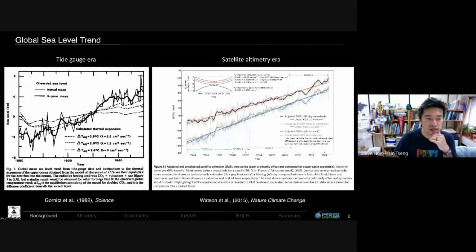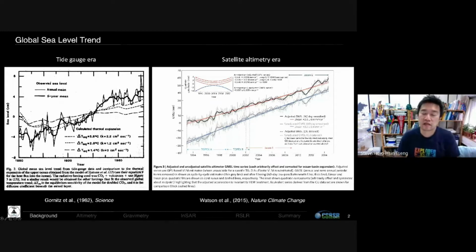So in probably 100 years, from 1880 all the way to the 1980s, you can see the sea level trend is about 8 centimeters in this 100 years. So for 1 year, it's about less than 1 millimeter. So basically it's a very small rate of change.